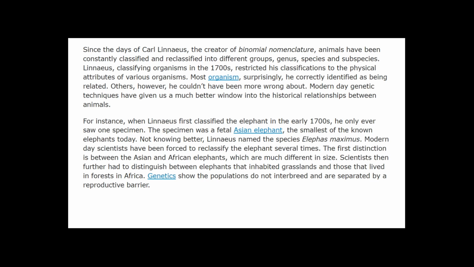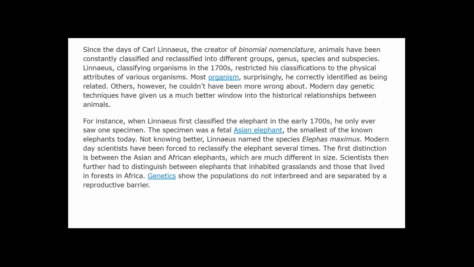This was a fetal Asian elephant, the smallest known elephants today. And not knowing any better, Linnaeus named the species Elephas maximus. And of course, that's not a good name because the African elephant is much larger. So modern day scientists have been forced to reclassify the elephant several times. In fact, it was even done more recently than when this thing was written.